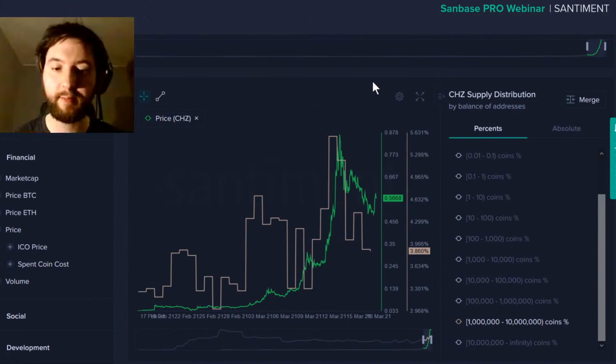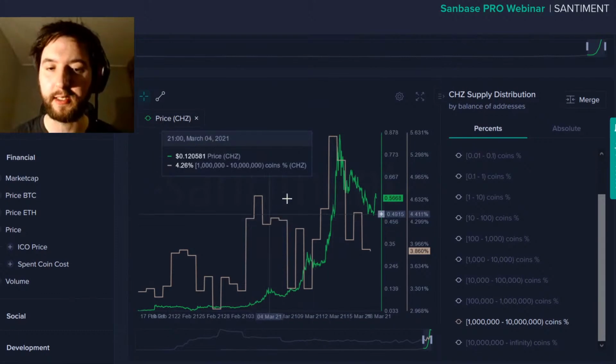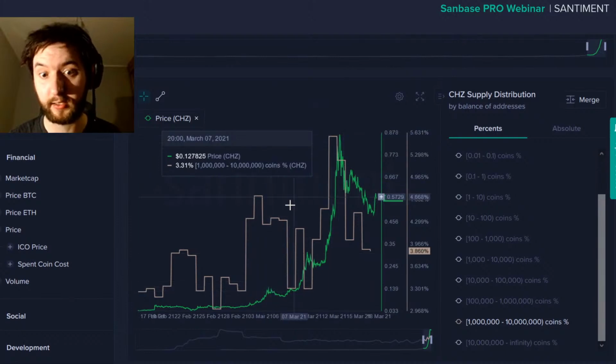Okay, so there have been several dips in the holdings of this particular group of addresses. The first one was here, around this local top before Chiliz actually started going crazy. Then we had another drop in the total amount of Chiliz held by this group of addresses, from 4.3% of total supply to 3.3%, coinciding with this local top and the period of short-term price correction. And then another large dump by this group of addresses here at the first interim top for Chiliz.